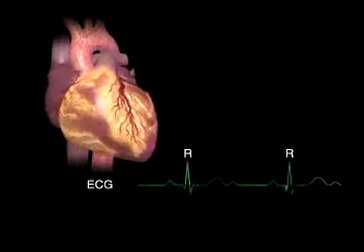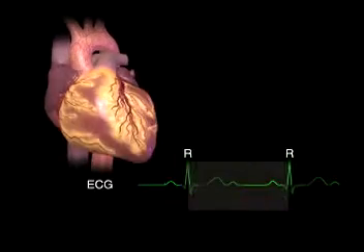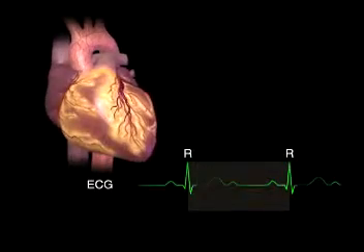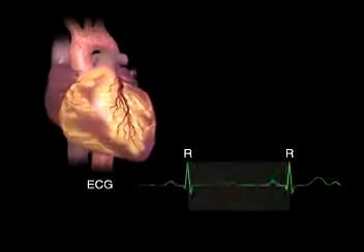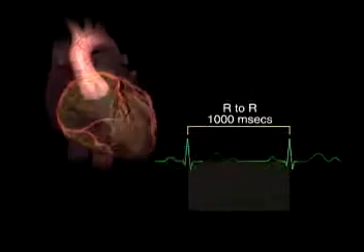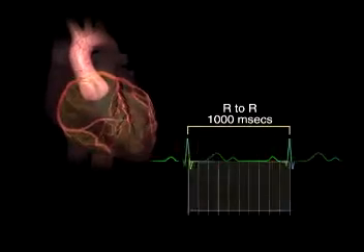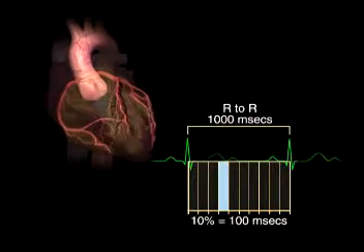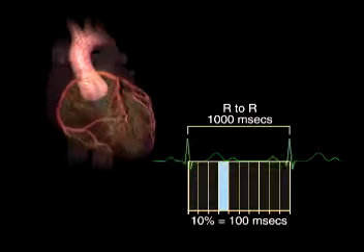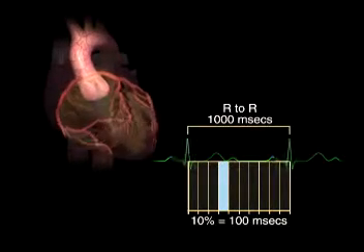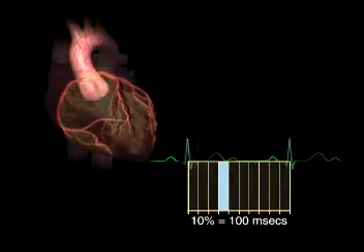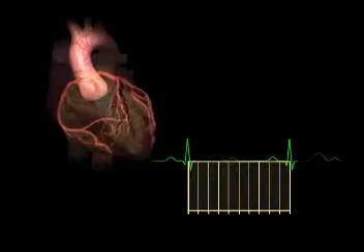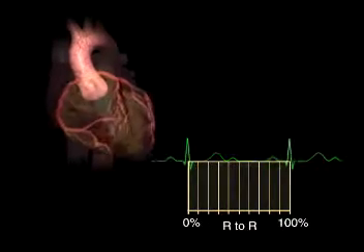The R to R interval graphically represents the time interval of one heartbeat. For a heart rate of 60 beats per minute, one R to R interval is 1 second, or 1,000 milliseconds, which can be divided into 10 sections of 100 milliseconds each. Each section along the x-axis represents 10% of the R to R interval, ranging from 0 to 100%.